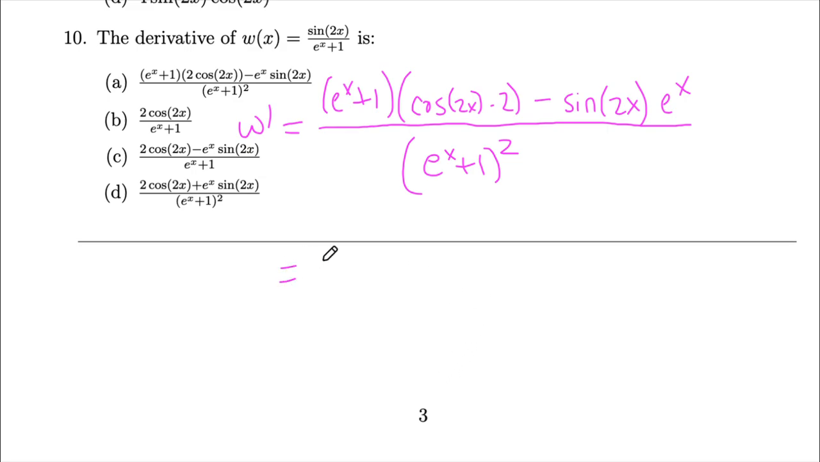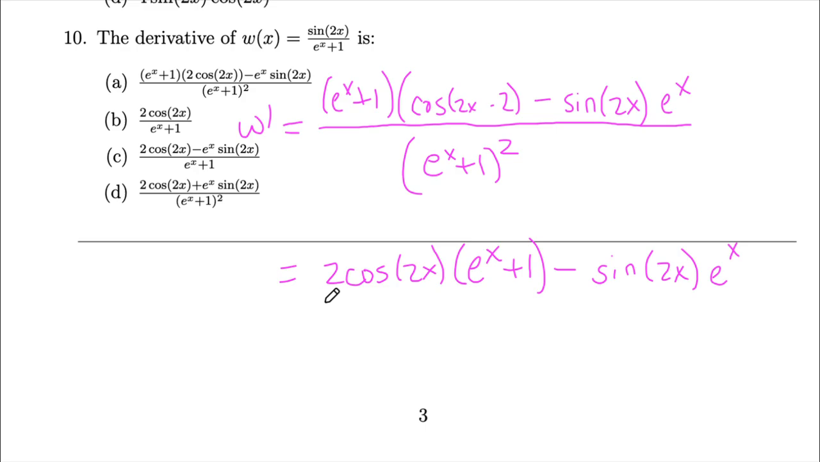So let's go ahead in our numerator and let's go ahead and rewrite this term first. So we're going to have 2 cosine of 2x times e to the x plus 1 minus sine of 2x times e to the x, and that's all over e to the x plus 1 squared.